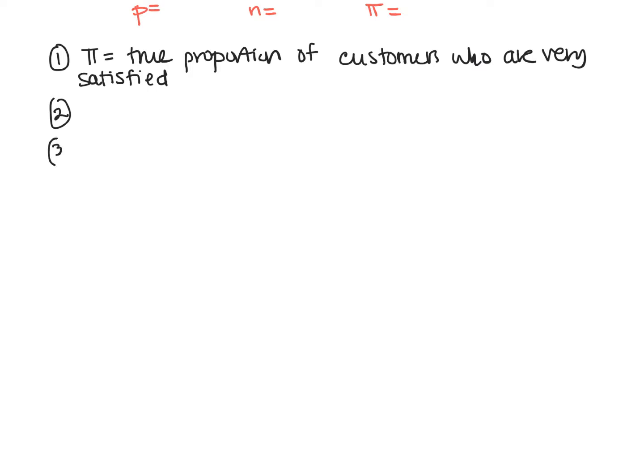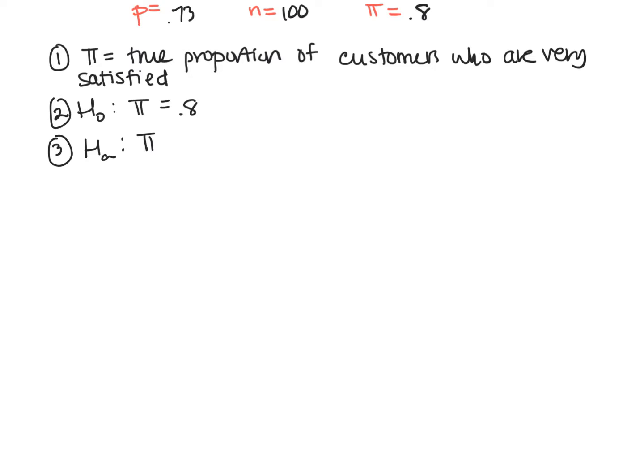Step 2 and 3. Set up the null and the alternate. In this case, the null is given to you very plainly. It's told right here that he claims 80% of the 1 million, so he's claiming pi is 80%. So pi is equal to 0.8. N is 100 customers, and 73% is 0.73, that's P.